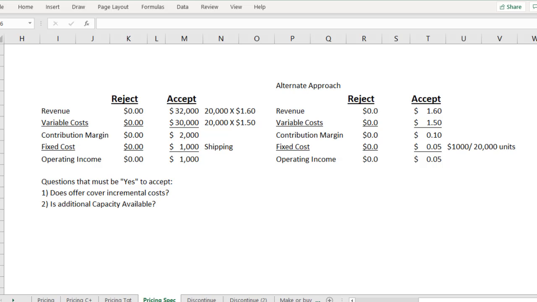So in this lecture, we considered pricing from both a long-term or regular price perspective and a short-term special offer perspective.